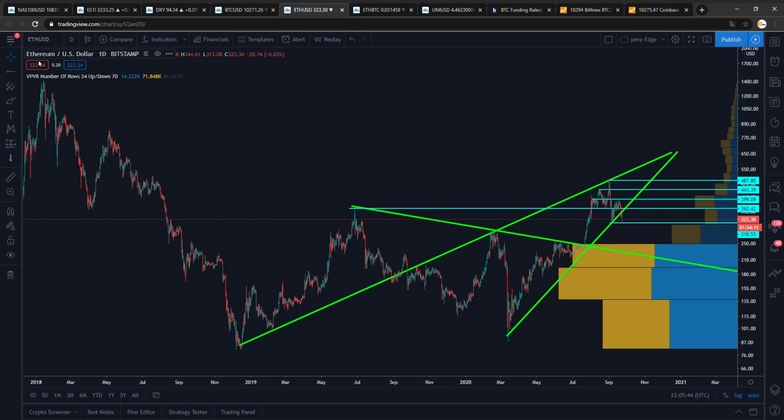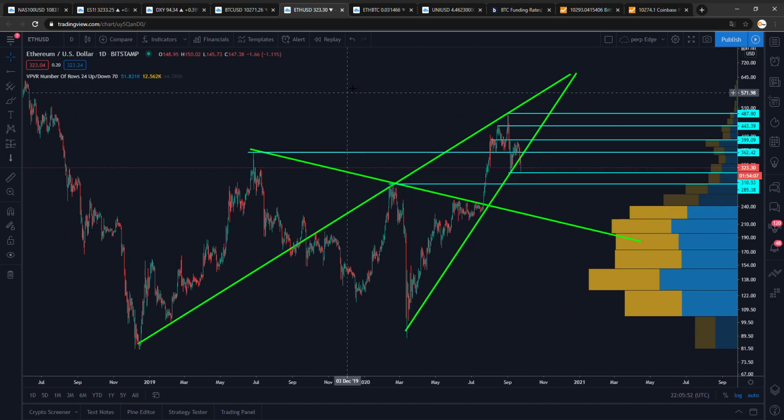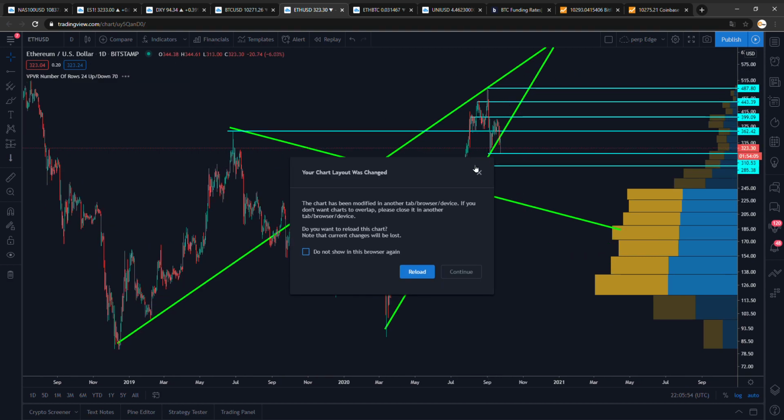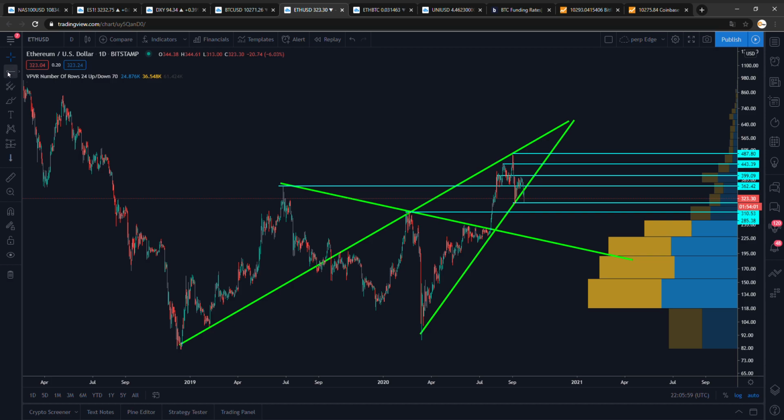So what would be support for Ethereum? That would be around 280. And this level they just touched. But if they crack below it, 280 would be a good support level. Also, 250 would be a good level.